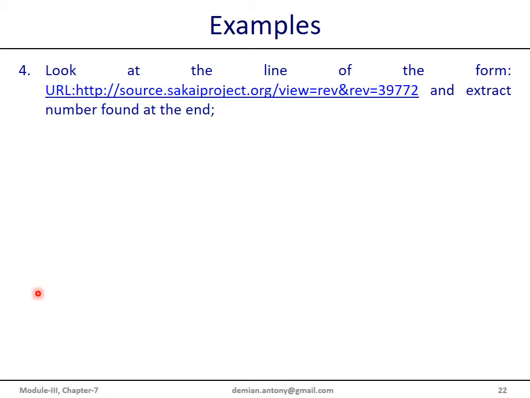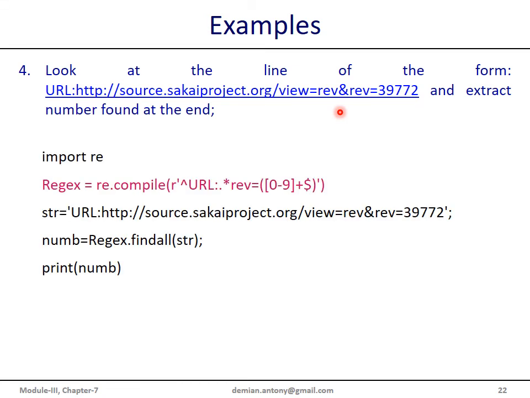Now let us write a program to extract the number, something like this, from the line of text with the word URL colon. First we have to write the regular expression to match the beginning of the text, URL colon. You can see here caret symbol URL colon, and we have to match the digits at the end.